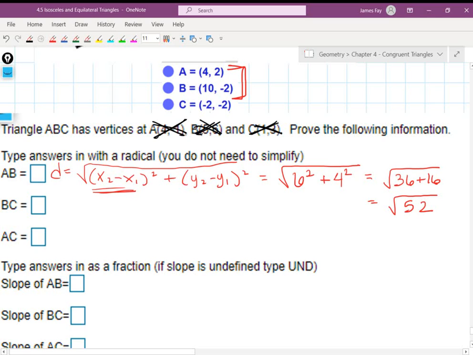Okay? Now, like I said, it doesn't matter the order that you did the subtraction because we're squaring. No matter whether that number right there becomes positive or negative, when you square it, it's going to become positive. Okay? So now I'm going to do the same thing for B and C.